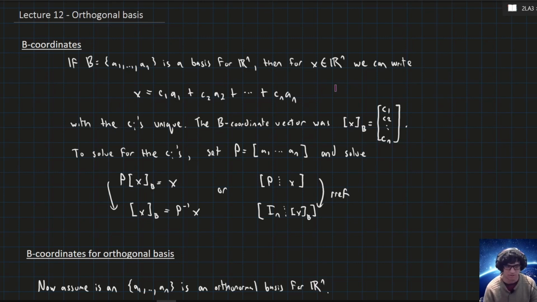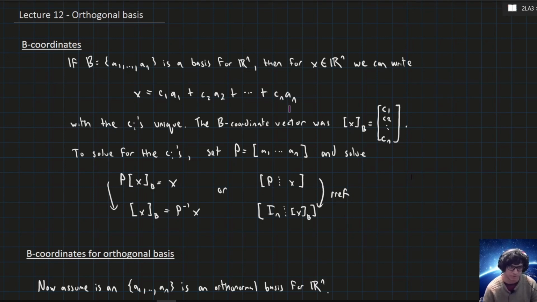It's a fair bit of work to solve for it. We write the matrix P with the A's as columns. There are two ways to solve for it. We can write this equation and then solve it by multiplying both sides on the left by P inverse. This involves computing the inverse of P, so there's some work there. We can also write P and x in an augmented matrix and then put it into reduced row echelon form. Also quite a bit of work.